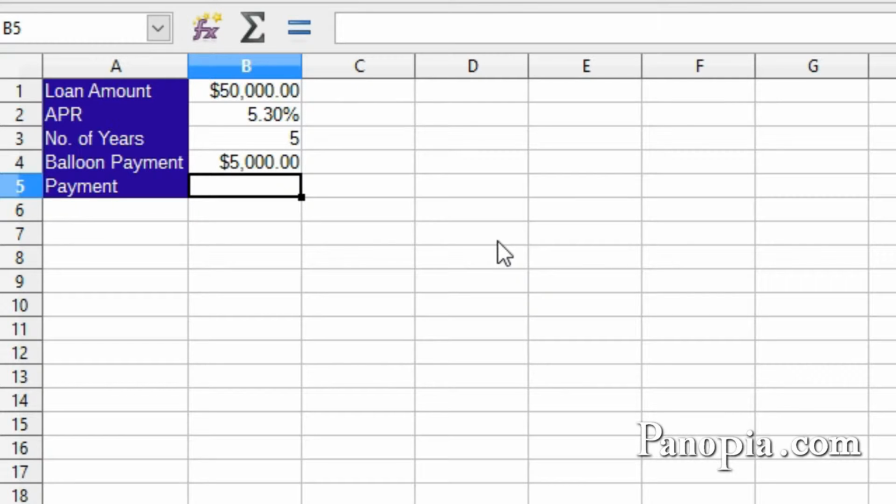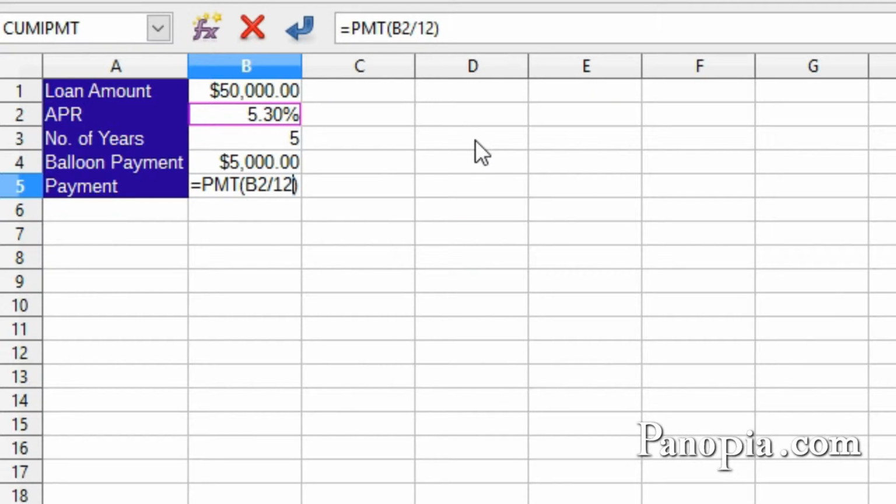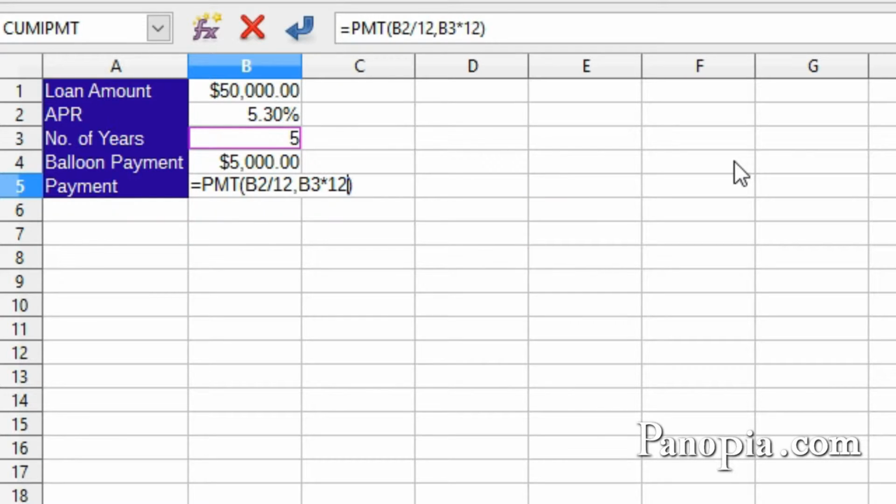Into B5 type equals PMT, press enter. First parameter is the rate. This is the periodic rate, not the annual rate. So click B2, then divide by 12 to get the periodic rate. Comma. Next parameter is the number of periods. Click B3, number of years, then you multiply this by 12 to get the periods.